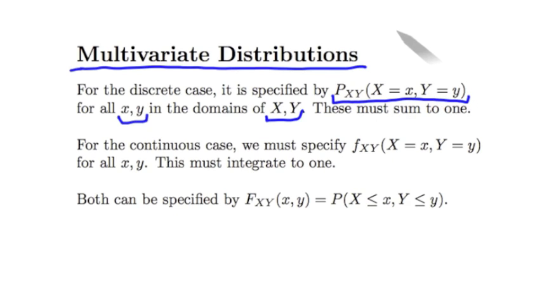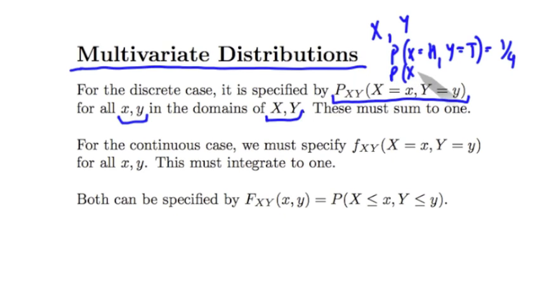For example, if X was the result of one coin toss and Y was the result of another coin toss, then we can say that the probability that X is heads and Y is tails is 1 by 4. The probability that X is tails and Y is tails is also 1 by 4, and so on. As long as you specify these for all x and y in your domain, and they sum to 1, that's a valid discrete distribution.